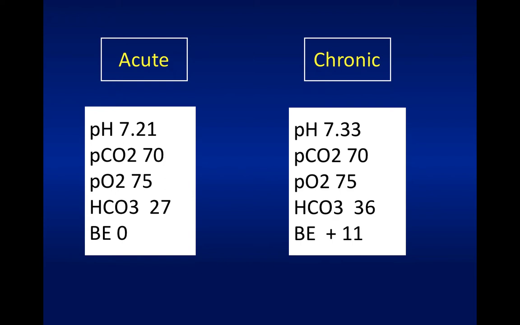So a positive base excess means there's more base, so there's metabolic base, i.e. alkalosis, and a negative base excess is the opposite of a base, which is an acid. So a negative 11 would be a metabolic acidosis.